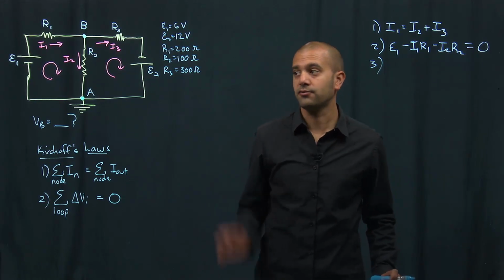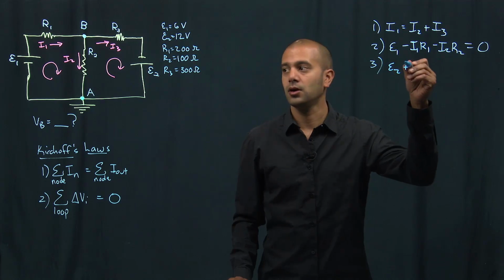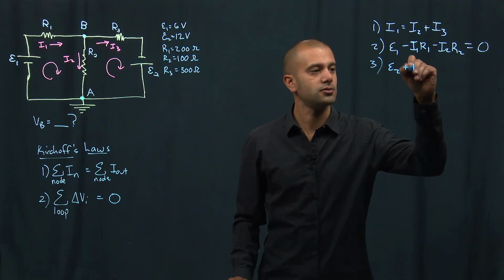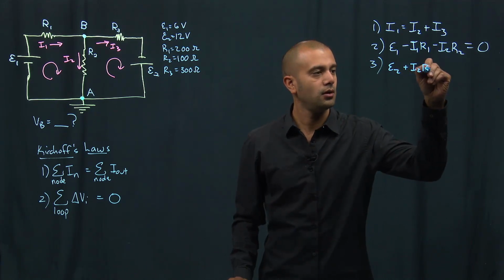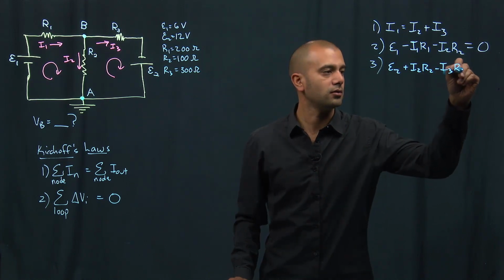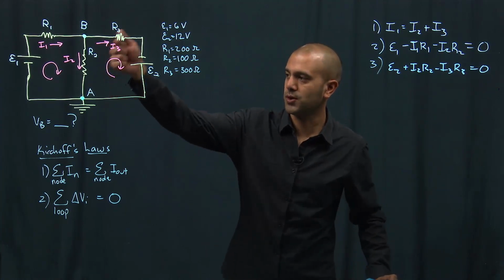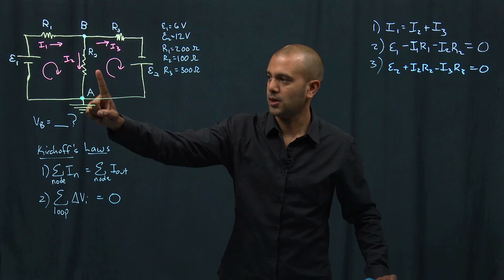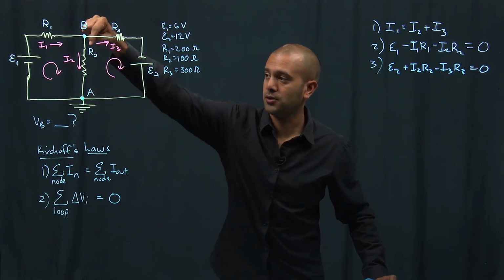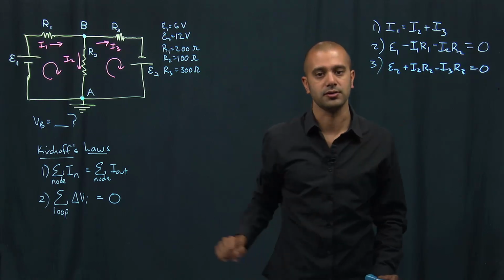So the equation you should get for this loop is the following. Epsilon 2 plus I2 R2 minus I3 R3 equals 0. Now, there's a positive sign here because the loop is going in this direction. And on this branch, it means it's going upward, but the current is pointing down. Because they're pointing in opposite directions, it's going to be a plus sign as opposed to a minus sign.